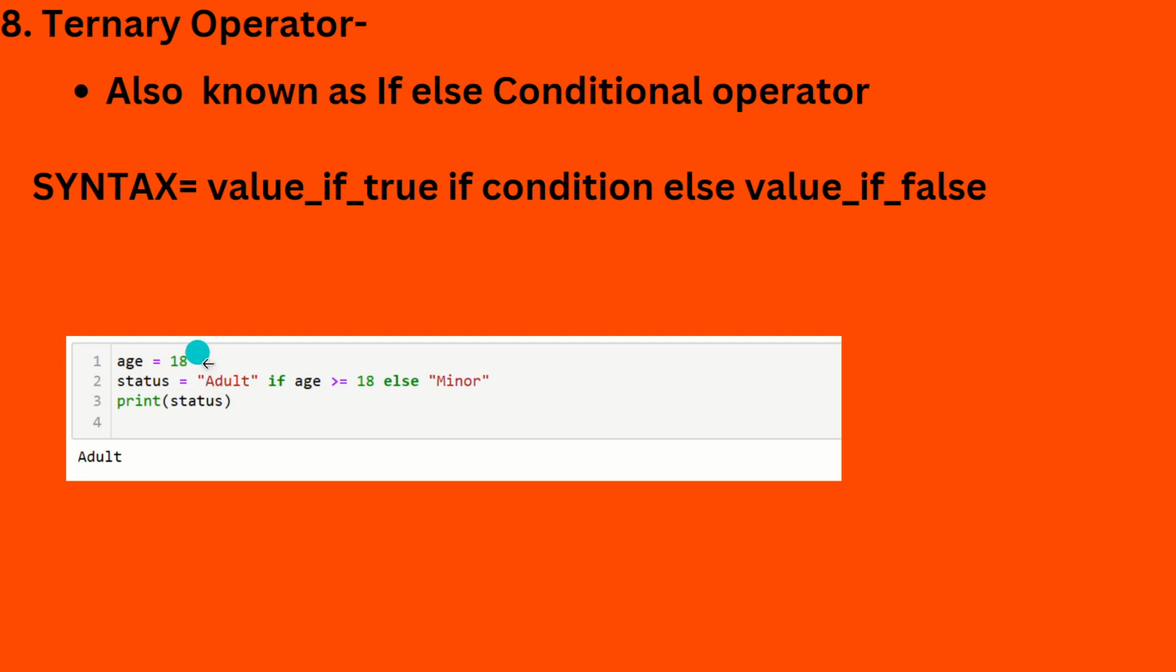Example, I have taken a variable and assigned it the value 18, age is equal to 18, and status is another variable which is equal to value if true. What you have to print should be mentioned here, that I am printing adult. The condition is if age is greater than or equal to 18, print adult. Else, what string do you have to print? Minor. Understood? Print status. Since I have given age as 18, I'll get adult. If I had given 15, I'll get minor.